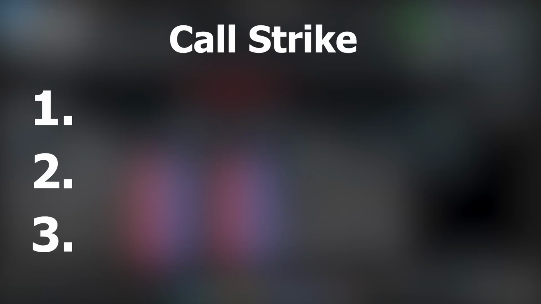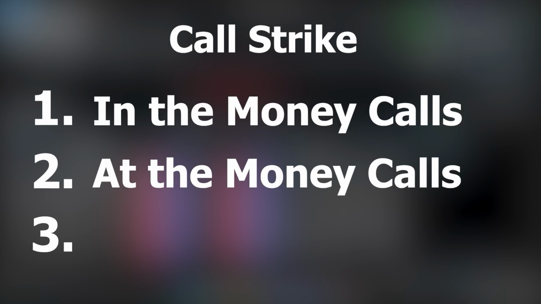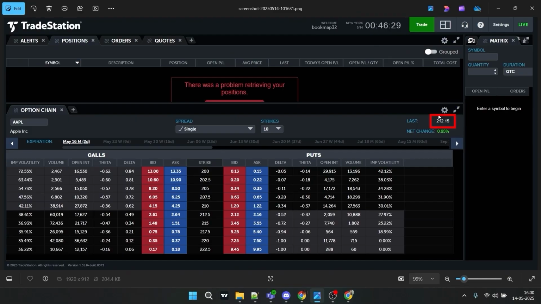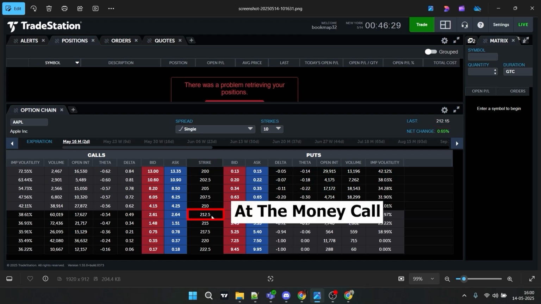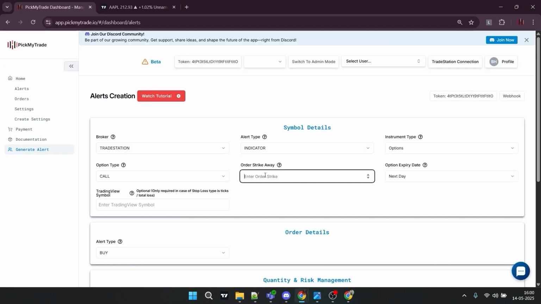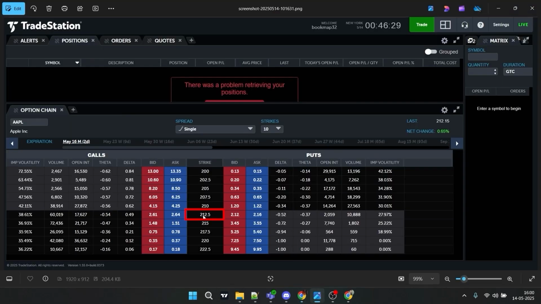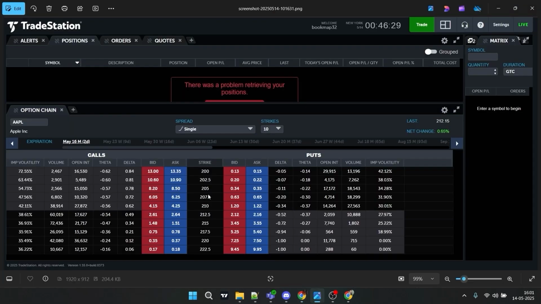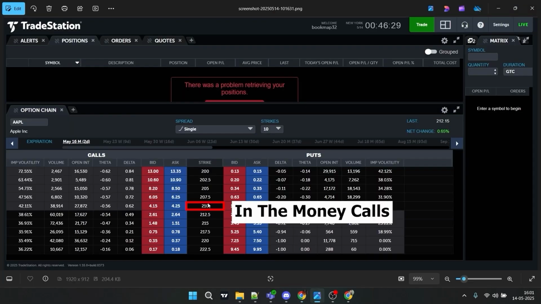Here are three types of call strike: in the money calls, at the money calls, and out of the money calls. As you can see, the current market price is 212.15. So the closest to this price is 212.5, which we call at the money calls. So if I enter 0 here, it will capture 212.5 as the at the money call. And if you enter -1, then it will capture 210 as the in the money call.